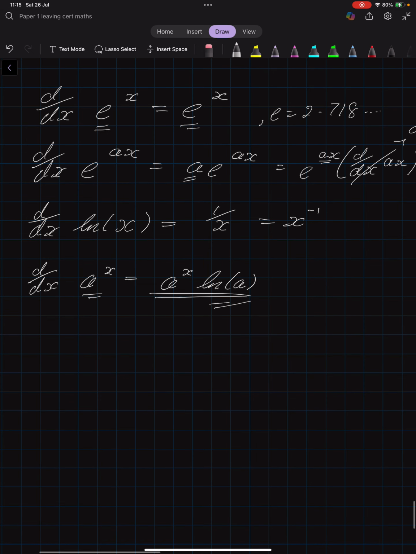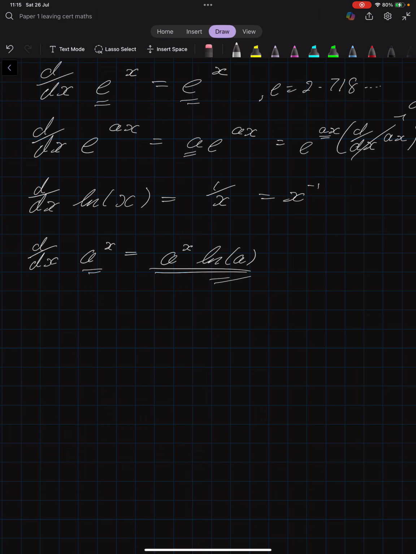I'll just do one example of each and then I'll leave it. If I wanted to get d/dx of e to the 3x, this is simply 3 e to the 3x. So whatever number it is, you just bring it down.